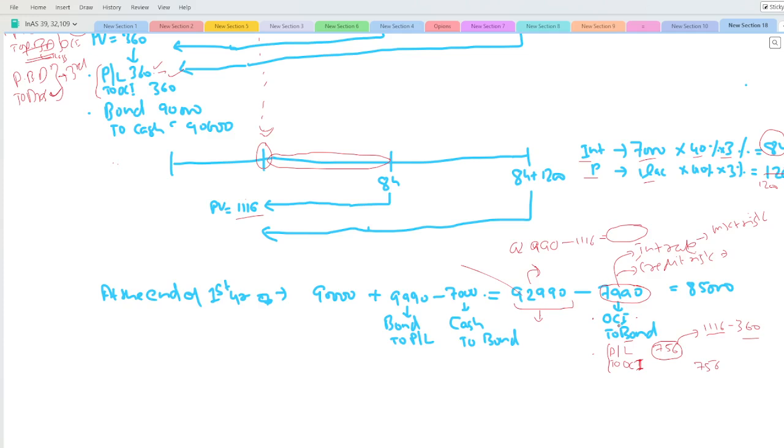Why? Because this is what the accounting rule is saying, that for stage 1 and stage 2 you will be taking the gross carrying amount, but for stage 3 you will be taking the amortized cost, or you can say the net carrying amount, and the net carrying amount, your amortized cost, is this one. So this you will be taking.